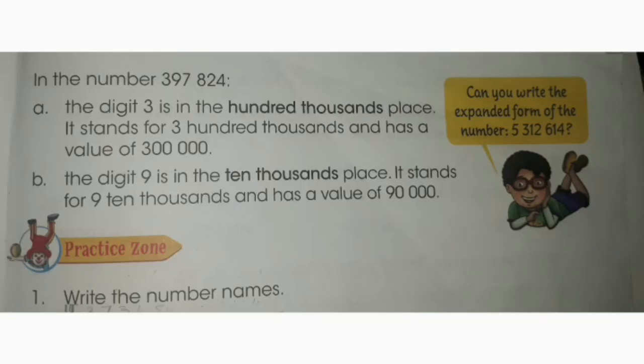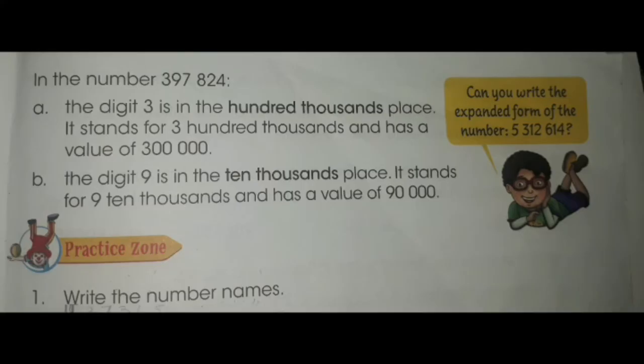Page number 11. Here, this is mentioned with number names. The digit 3 is in the 100,000 place. It stands for 300,000 and has a value of 300,000. The digit 9 is in the 10,000 place. It stands for 9 10,000s and has a value of 90,000.